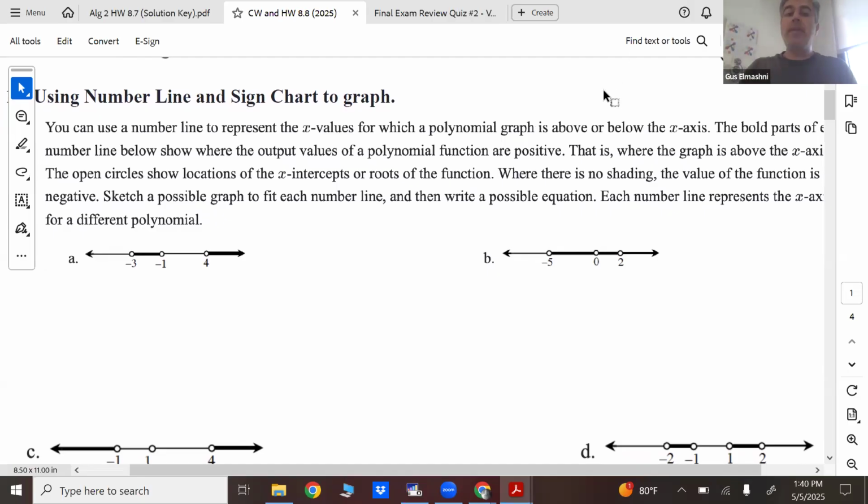Okay. So this is called a number line. I mean, well, obviously it's called a number line. Sorry, I call it a sign chart. Sorry, that's what I meant to say. Sign chart. So yes, go some more.